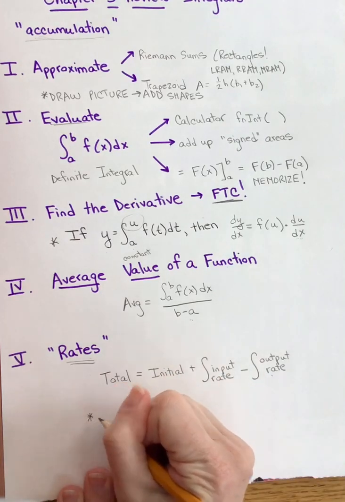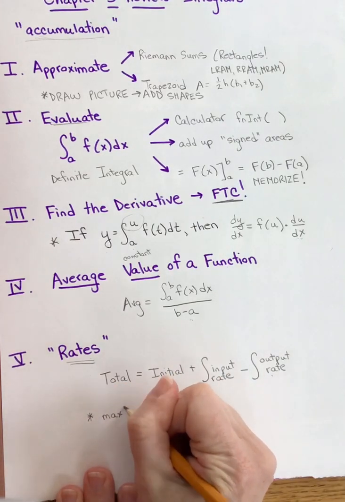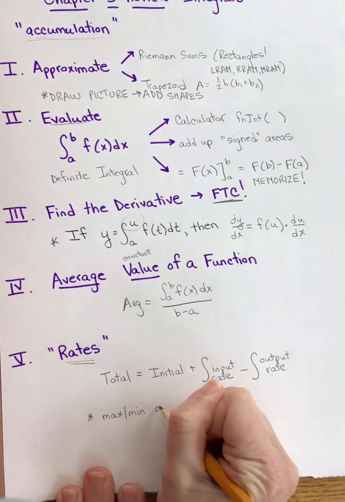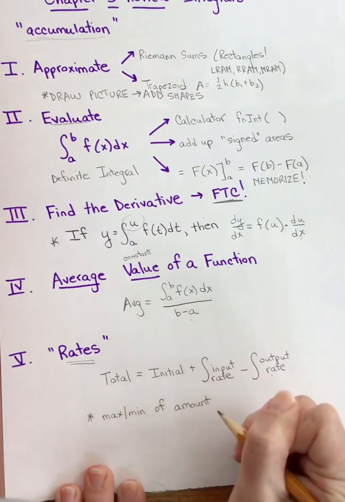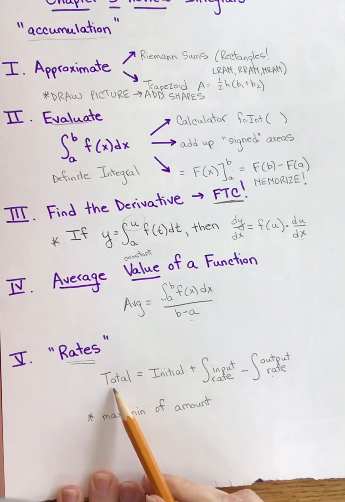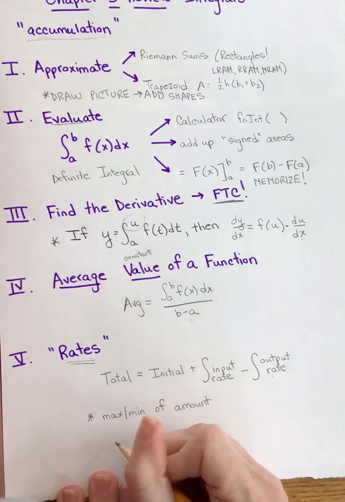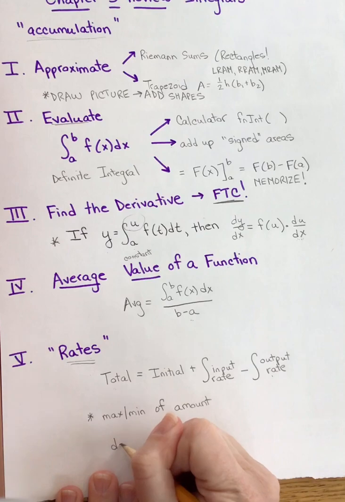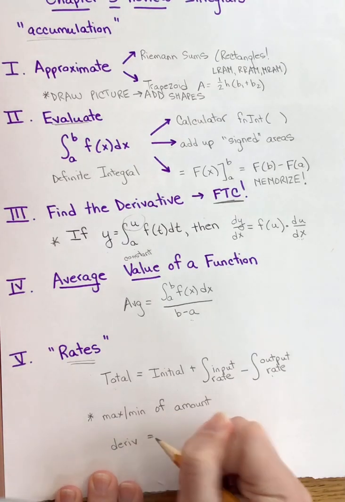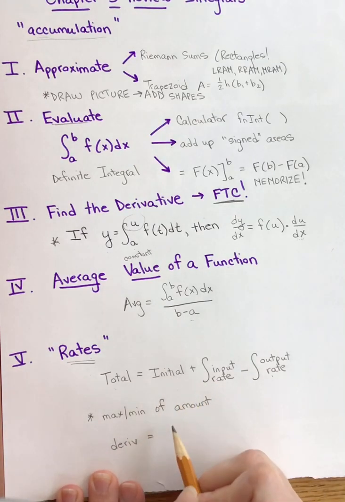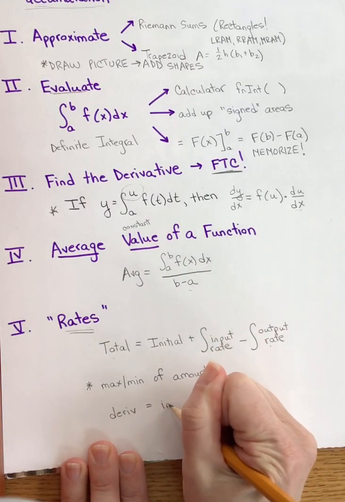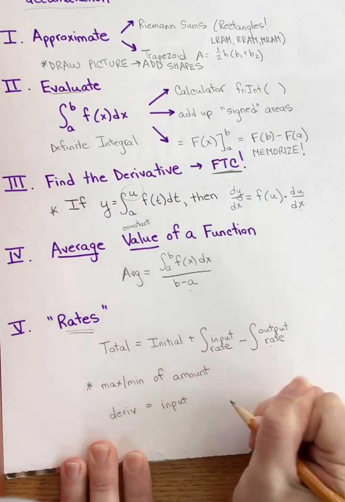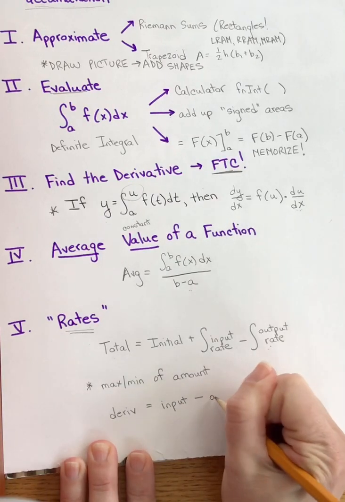If I want to find a max or min of the amount, we are going to think about our derivative. Well, the derivative of a value is just 0. The derivative of an antiderivative would get me back to the input rate minus the output rate.